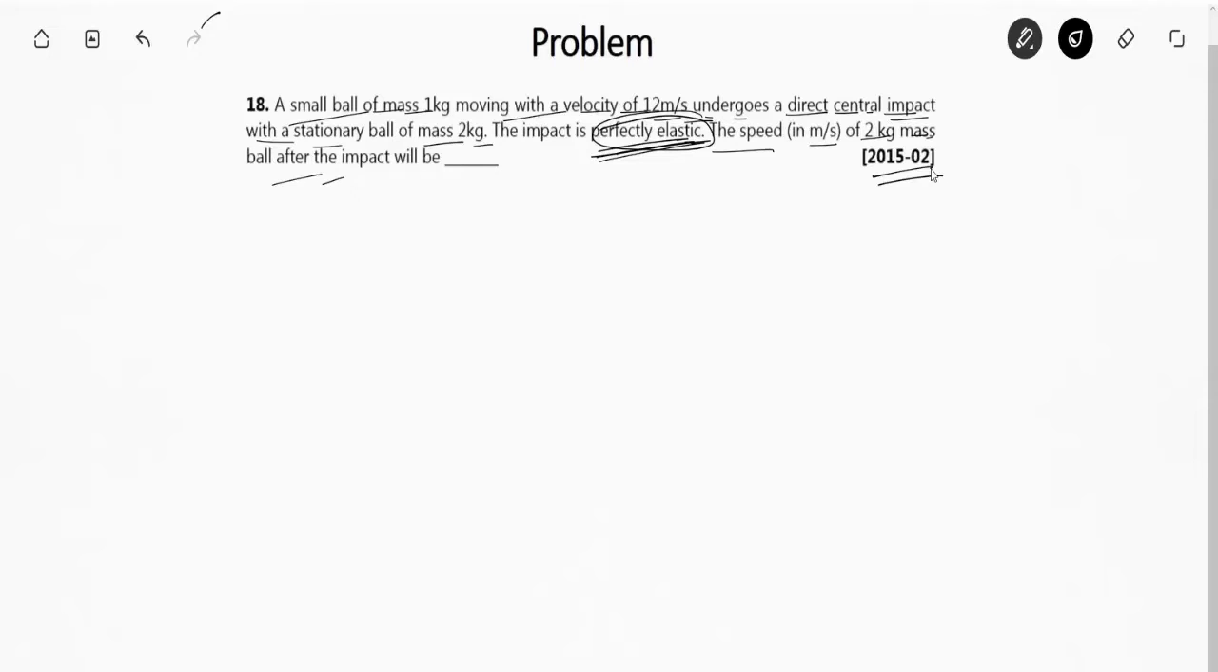So let's say friends, this is a ball of 1 kg mass, and 12 meter per second is the velocity. This is another ball, M2, which has a mass of 2 kg. Initially its velocity is 0. Let's say they make an impact, and after that the situation is something like this. This is the 1 kg and this is the 2 kg ball, with velocities v1 and v2. We don't know the direction. Let's say this is the direction, I am assuming it, I don't know the exact value.